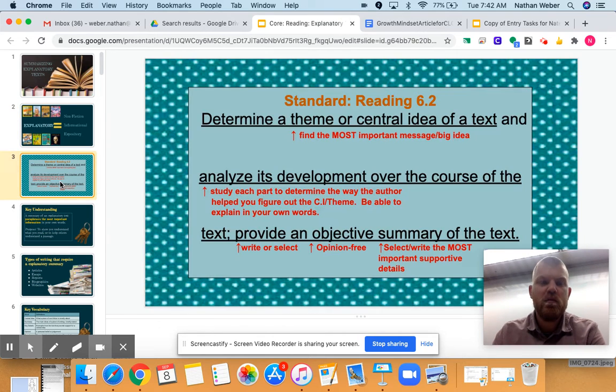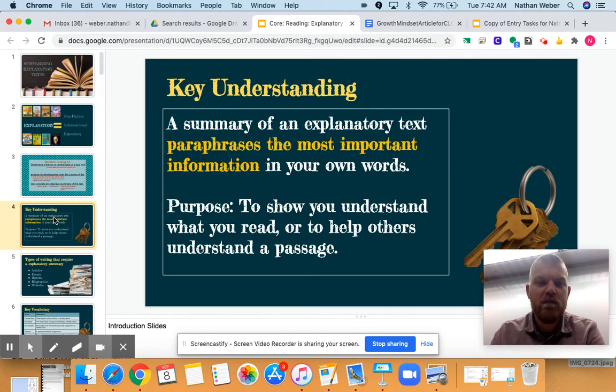Okay? I'm going to skip over this standard. It's kind of boring stuff. But the key understanding that we're going to be working on these next few weeks and building up to, not today, we're not doing it all at once. The key understanding eventually is going to be a summary of an explanatory text, paraphrases the most important information in your own words. You're going to be writing a summary of an explanatory text, paraphrasing information in your own words, okay? And this is going to show people that you understand what you read and help others understand a passage or an informational text, okay?